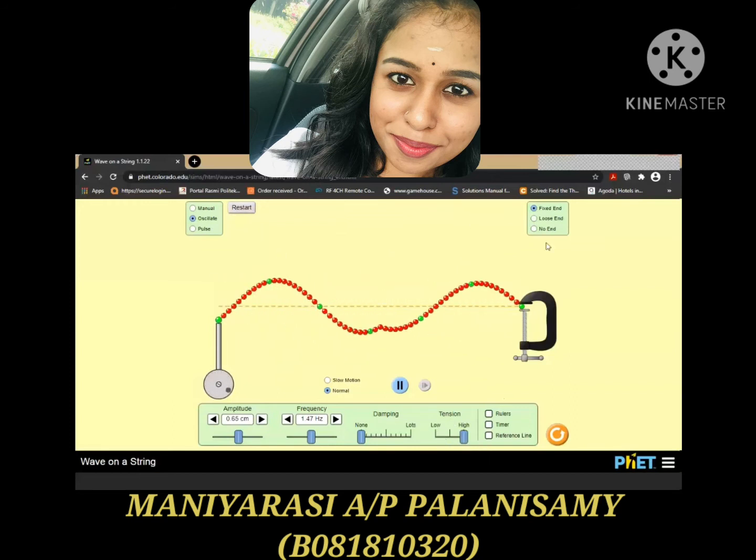For the fixed end, when the end of the string is fixed, the displacement of the string at the end must be zero. A transverse pulse traveling along the string towards the fixed end will reflect in the opposite direction.